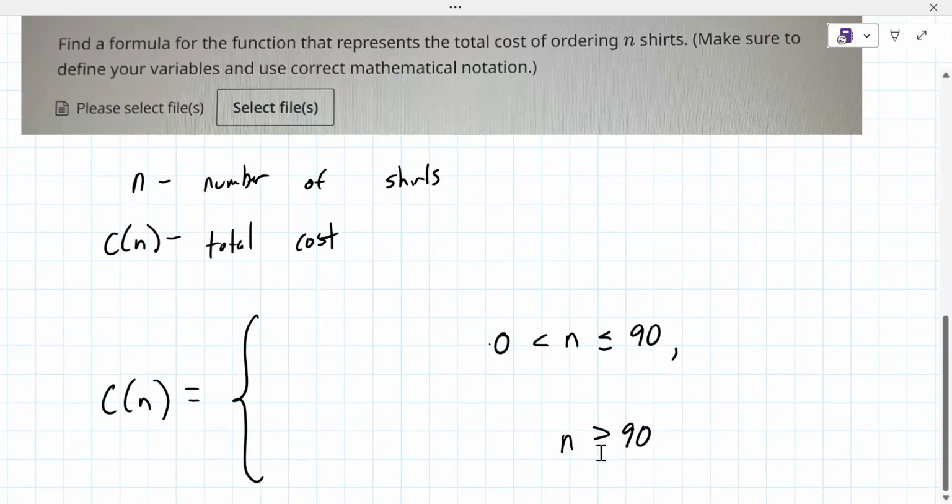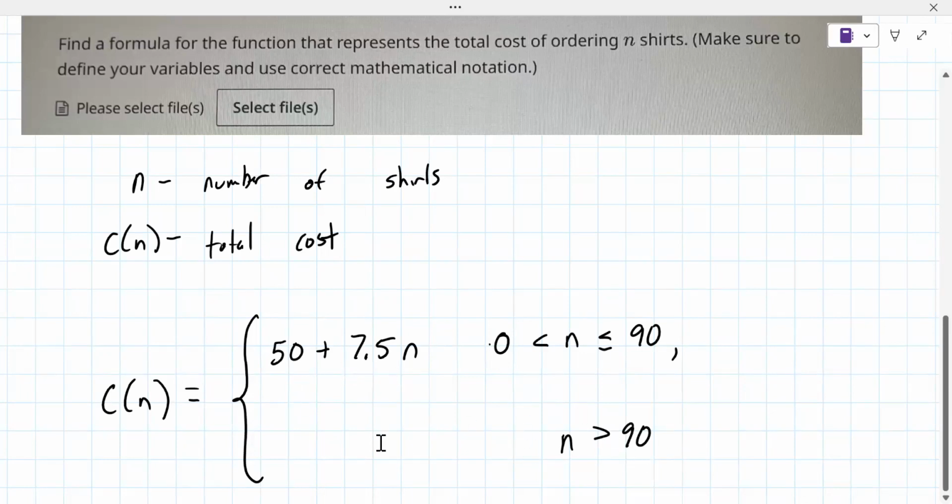You actually first set up the domain. You set up the boundaries for each of these. Okay. So for the first one, there's that setup cost. That setup cost of $50 plus you pay 7.5 for every shirt. Is that clear? Yeah. Okay.